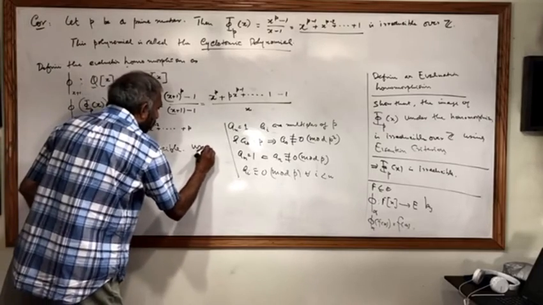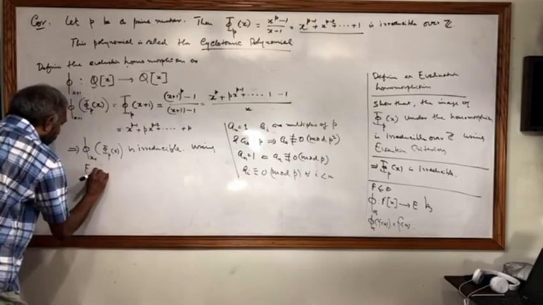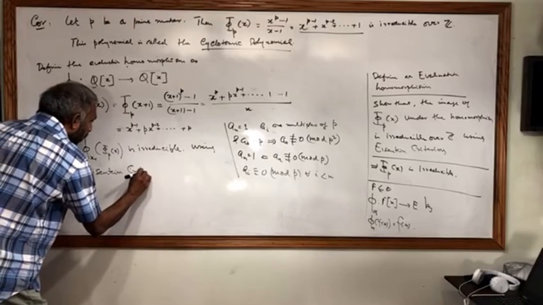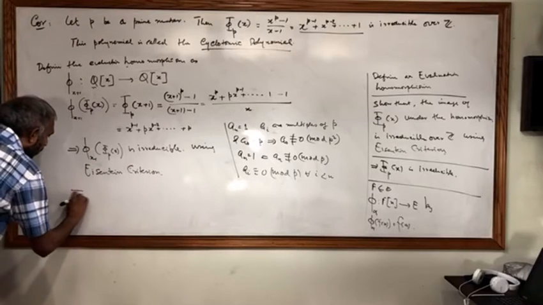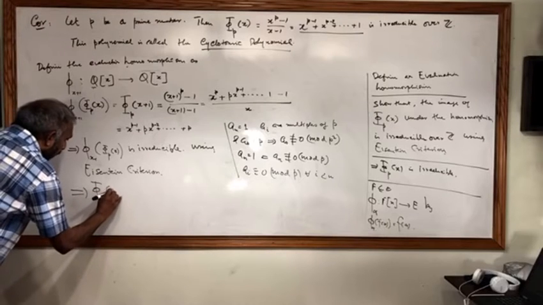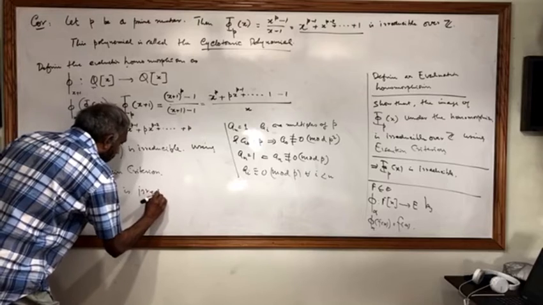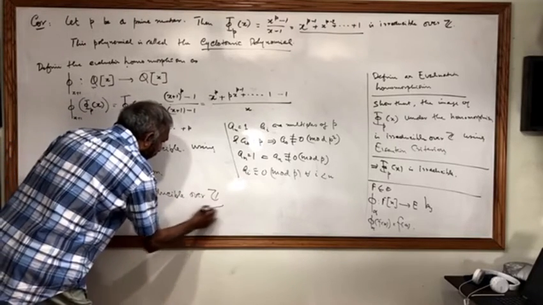Using Eisenstein's criterion. And that implies phi p of x is irreducible over Q.